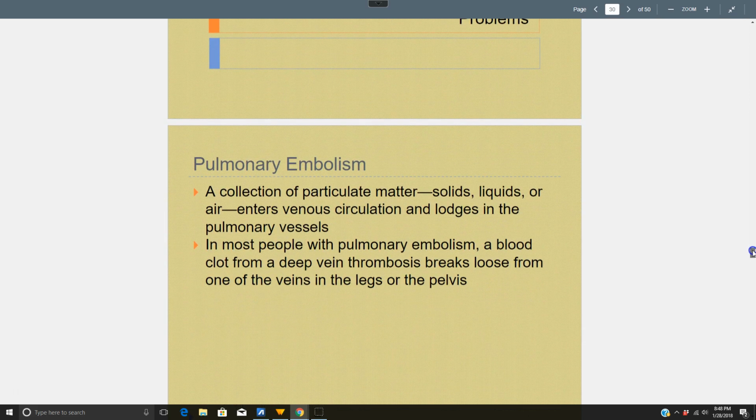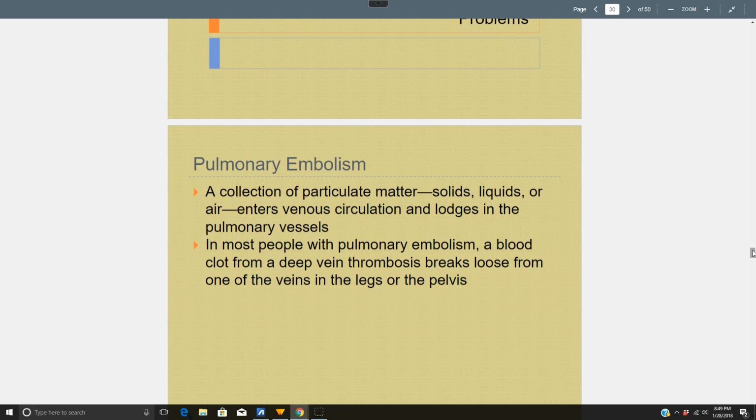Hopefully that helps. The last thing I wanted to talk about was pulmonary embolism. I'm just going to touch on it very casually because you'll get a lot more of this information when you get to 213 next semester in critical care. The only reason I am bringing it up is because you are taught heparin protocol, and one of the reasons you might see heparin initiated is with a pulmonary embolism. It is a collection of particulate matter, solids, liquids, or air that enters the venous circulation and lodges in the pulmonary vessels.